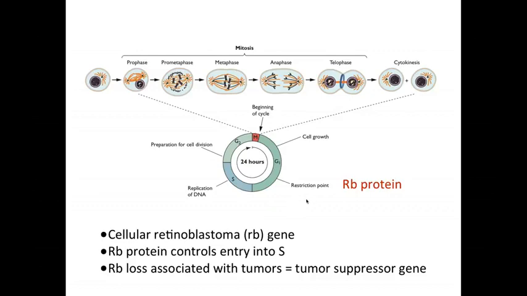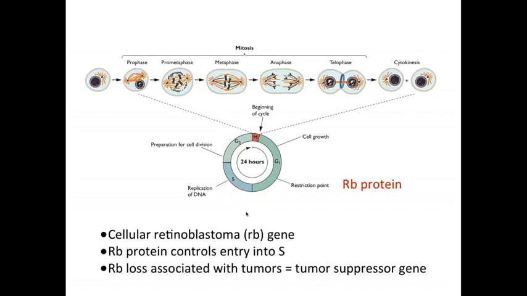One of these so-called checkpoint proteins that operates at this restriction point is called RB protein. And RB stands for retinoblastoma. It's encoded by a cellular gene, the RB gene. It was originally identified in children with eye tumors called retinoblastomas. Our RB protein controls the entry into the S phase of the cell cycle. It controls whether or not the cells will start to make DNA, and how that happens we'll show you in a moment.